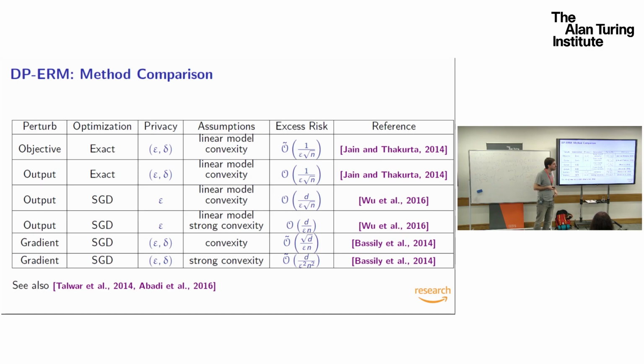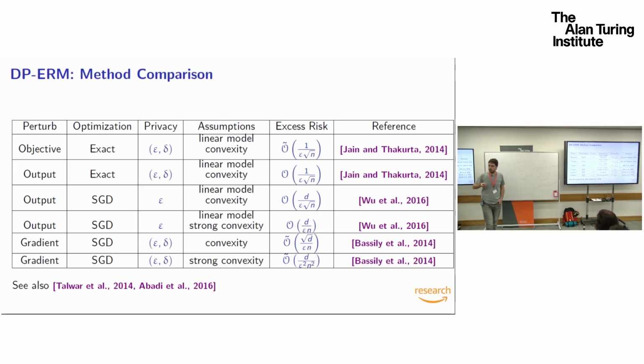D is the dimension of the output, is the number of parameters of the model. Sorry, yeah, I didn't define that. O tilde, this is just a way to say that there's some logarithmic factors hidden in here. So there might be a log n here, but the square root dominates.